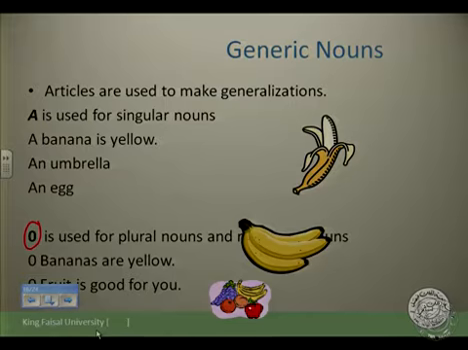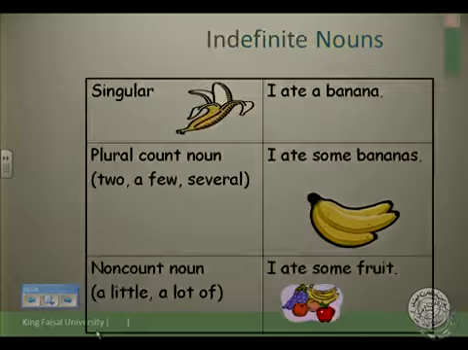So say bananas are yellow. Fruit is good for you. So 0 means we do not use a, an, or the. We use nothing with them, like bananas and fruit.